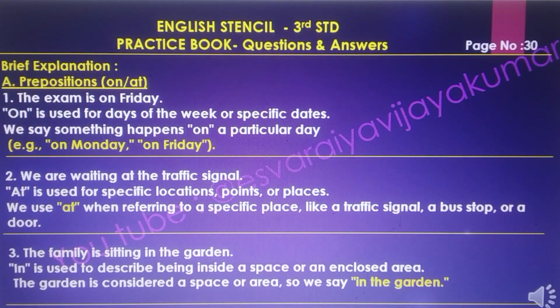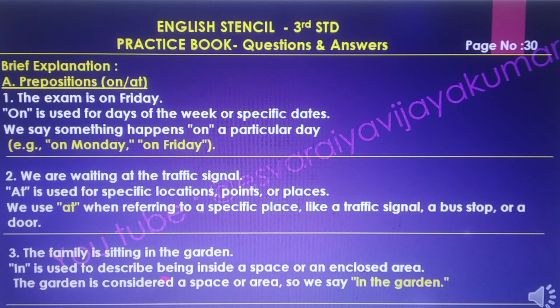The brief explanations of the prepositions on and at. The exam is on Friday. On is used for days of the week or specific days. We say something happened on a particular day. Example: on Monday, on Friday. Second one, we are waiting at the traffic signal. At is used for specific locations, points or places. We use at when referring to a specific place like a traffic signal, a bus stop or a door. Third one, the family is sitting in the garden.